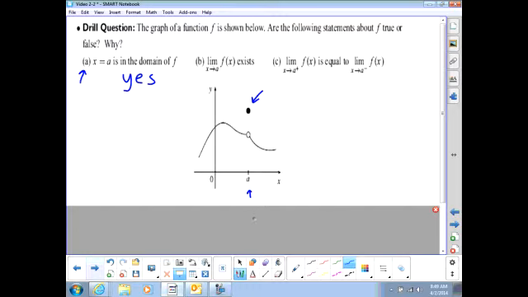As our x values approach a from the left, and as our x values approach a from the right, notice our y values are converging on the same spot. Therefore, the left-hand and right-hand limits are equal. And if your left-hand and right-hand limits are equal, then your overall limit exists. So it makes more sense to evaluate the left and right first, because that will basically answer part B for us.